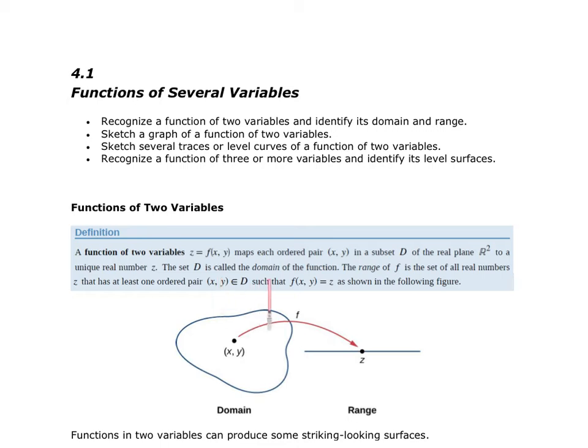The set D is called the domain of the function, and the range of f is the set of all real numbers z that has at least one ordered pair that belongs to D, such that my function of x and y is going to be mapped to this z value. So I have this domain, which is not just x, it's x and y, and it's going to be mapped so I get a single z value out. So it's not much different than one variable. It's just now we have two variables, but they still get mapped to one output.